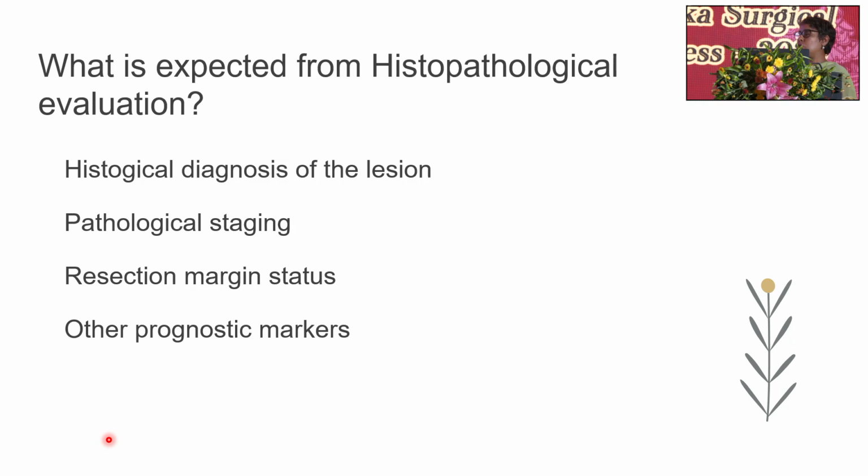Mainly the two most important things that the surgeon wants to know are the pathological staging and the resection margin status, and then there are other things. For these two, the correct pathological staging and the resection margin status evaluation, both the way the specimen is sent to the pathologist by the surgeon, and the way the specimen is handled by the pathologist, are very crucial.